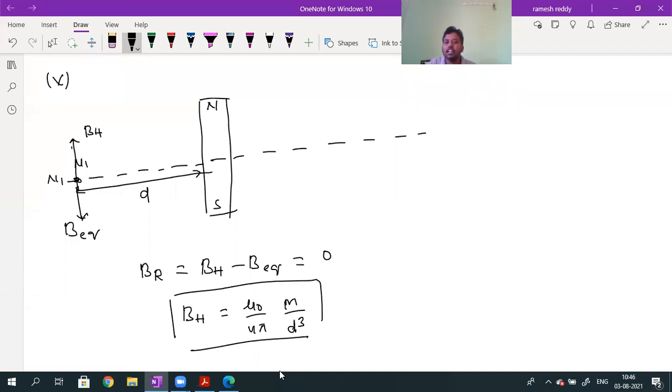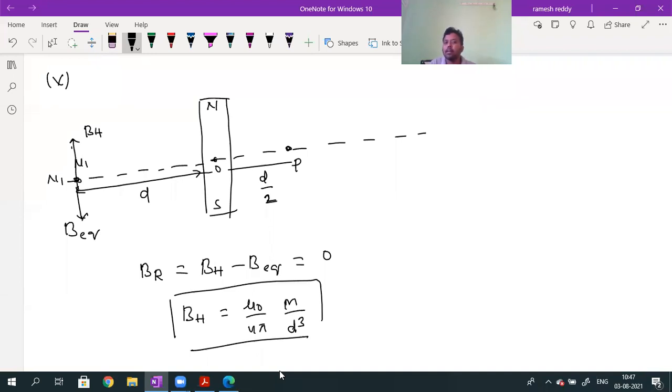Now I want to calculate the resultant magnetic field at another point. Let me call this point P. This point is at a distance d by 2 from the center of the bar magnet. Generally, null points will be obtained on both sides. This side also one null point is there, and this side also one null point is there. That null point distance will be the same from the center. If this side null point distance is d, this side null point distance is also d.